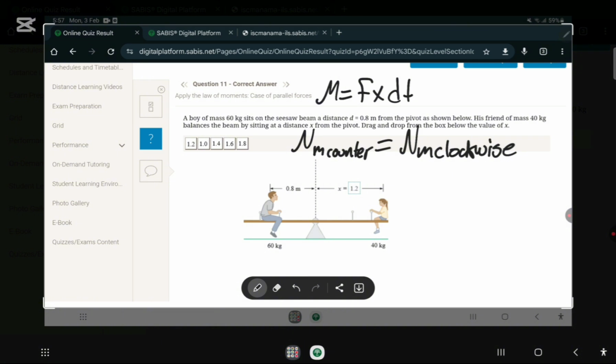So firstly, the distance from this person, who is 60 kg or 600 newtons, to the pivot is 0.8. So we do 600 times 0.8 equals 400 times x. If you put it into the calculator, which I already did, you're going to get 1.2. Okay, so x equals 1.2 meters. That's it. Okay, on to the next.